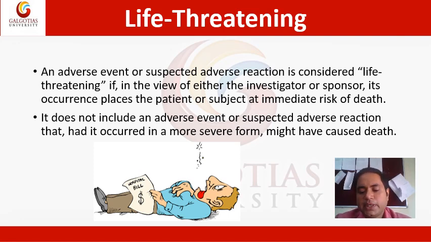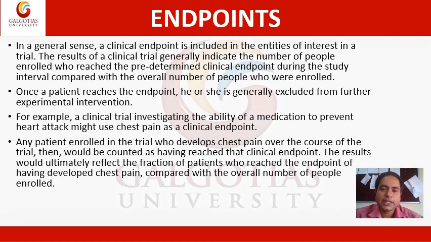So for example, a hemorrhage condition and internal bleeding with a rapid drop in blood pressure can be considered a life-threatening condition. Another example is loss of consciousness from increased pressure on the brain, which is also considered a life-threatening condition. Now we will learn about the endpoints.